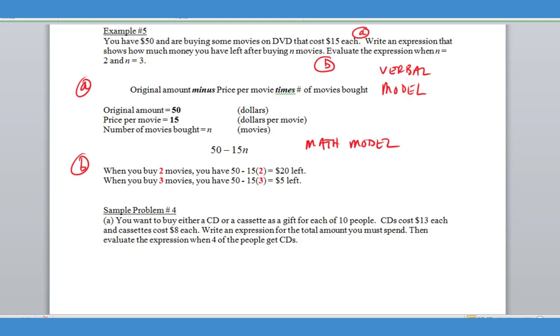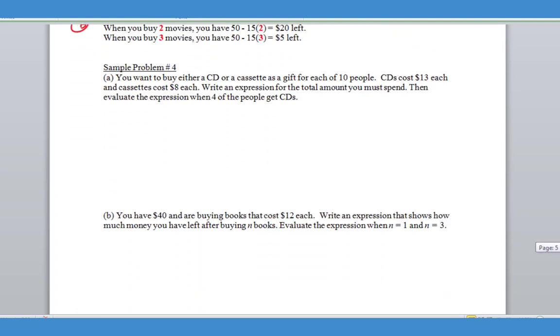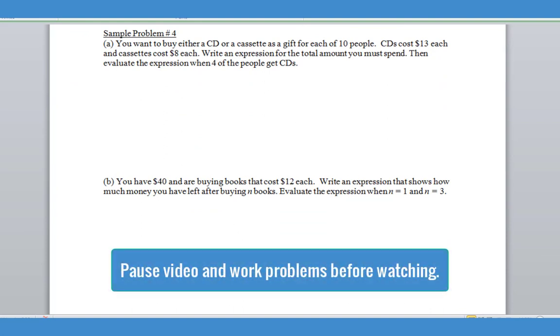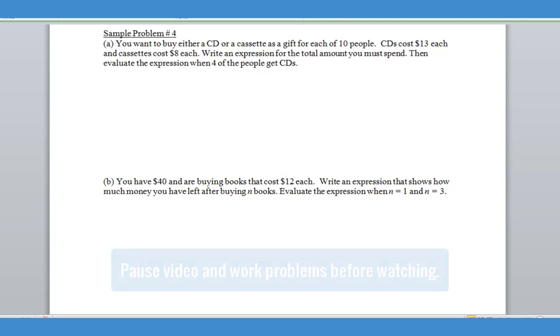So let's go ahead and move on down to sample problem number 4. Now, sample problem 4 I've broken up into 2 parts. So go ahead and pause your video at this time and work part A and part B of sample problem number 4. For sample problem 4, it says that we're going to have a choice. We can either buy a CD or we can buy a cassette for 10 different people. And the CDs cost $13 each and the cassettes cost $8 each. And we want to write an expression that lets us know the total amount that we're going to spend.